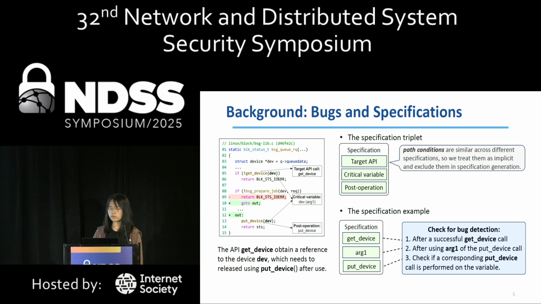For example, for the specification related to the bug here, the target API is get_device, which requires a reference to the device, and the critical variable is dev. This is also the first argument of the target API get_device, and the post operation is put_device, which releases the reference count obtained from get_device. We can use such a specification for bug detection to check if each target API is followed by a corresponding post operation. Also, path conditions are considered in bug detection, but they are not the focus here.